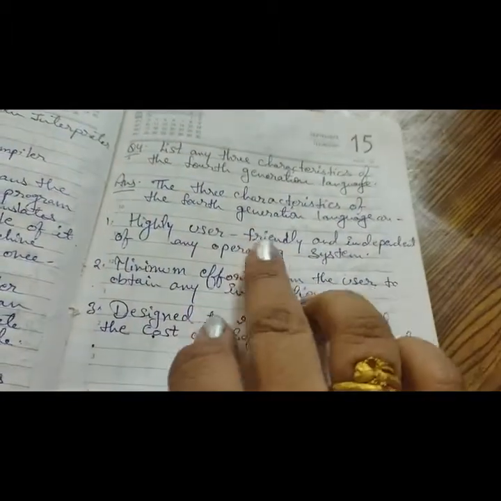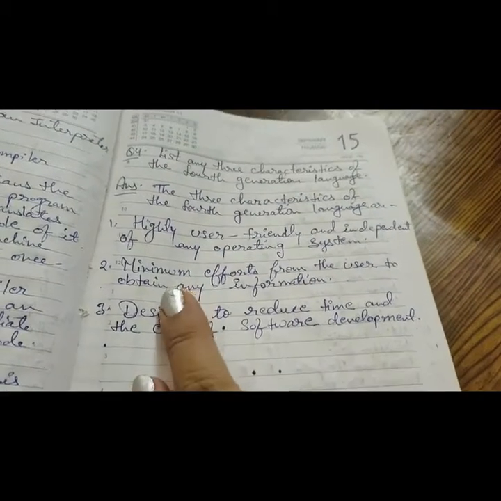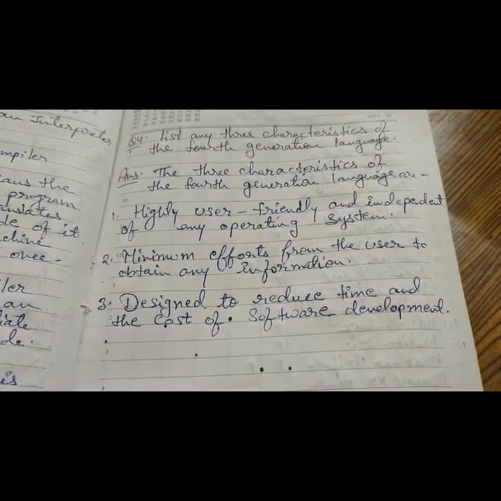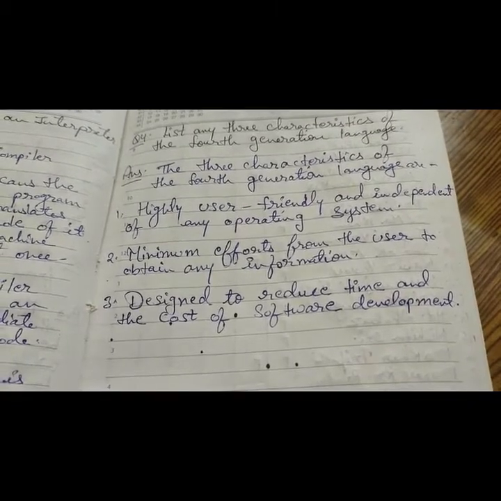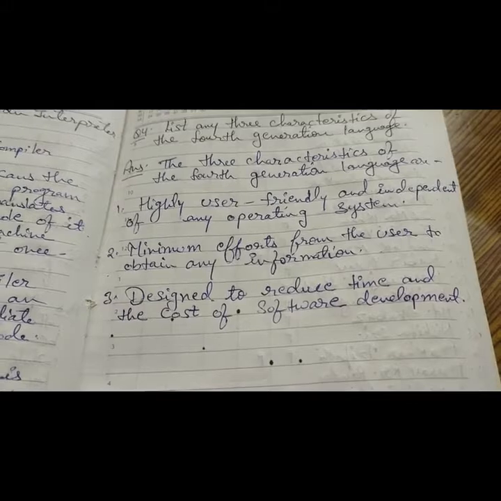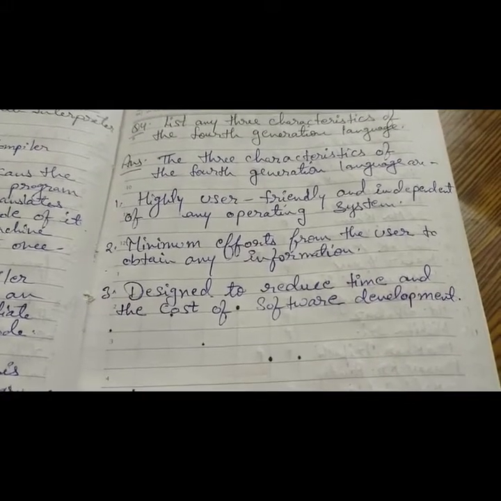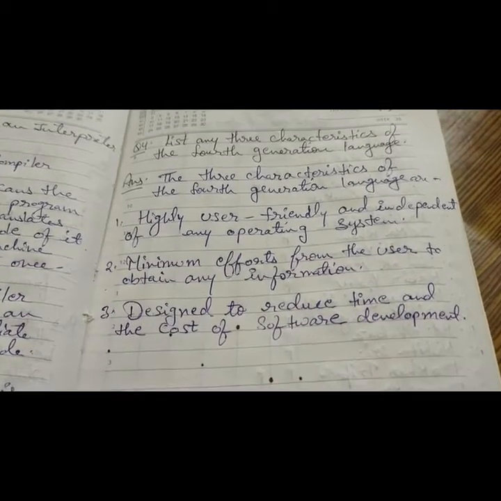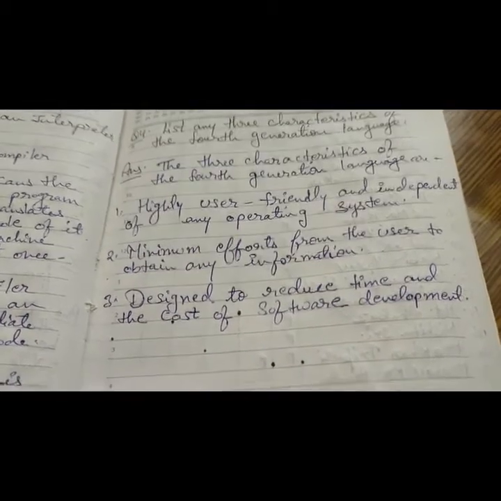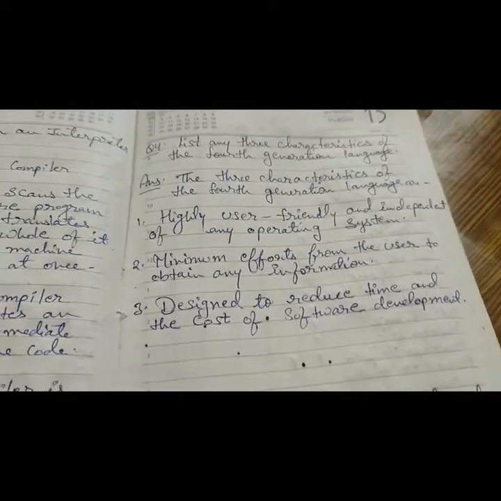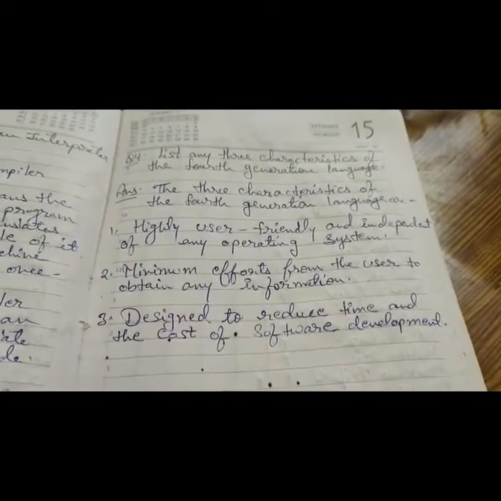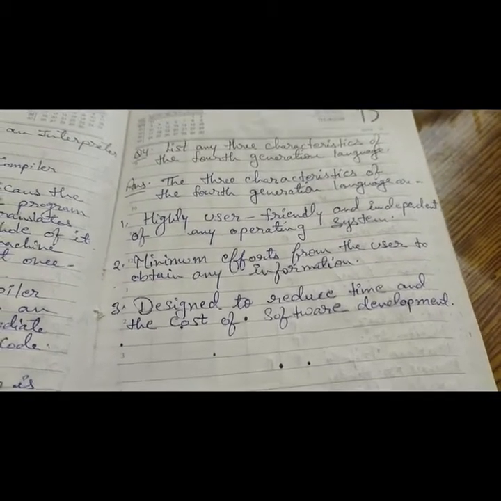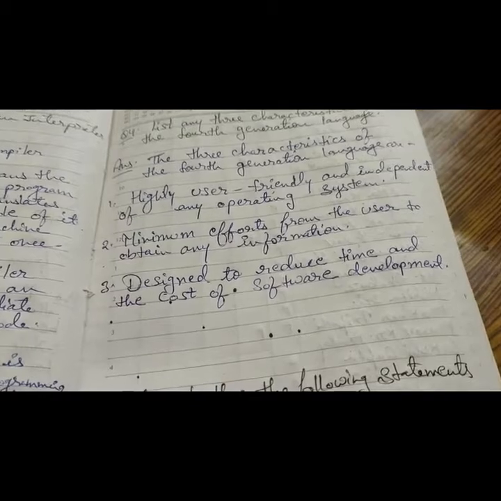Then you have to leave one line and write it. Point number 2. Minimum effort from the user to obtain any information. Point number 3 is designed to reduce time and the cost of software development. So these are all about question number 3 and 4. 1 and 2 we had done yesterday. So it is completed. Now we will mark some important points.